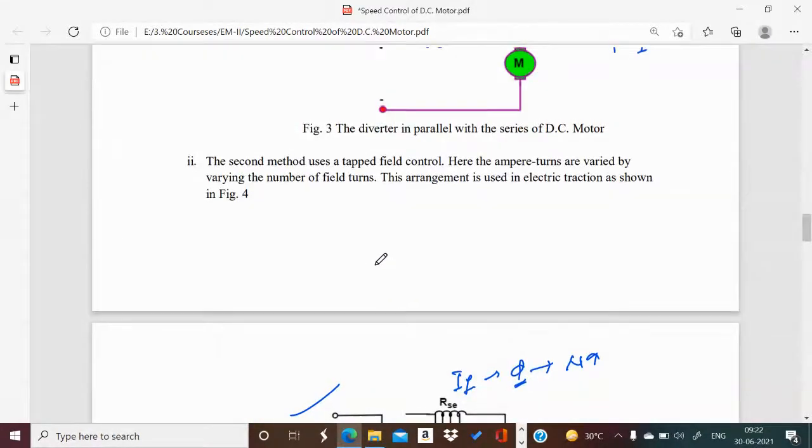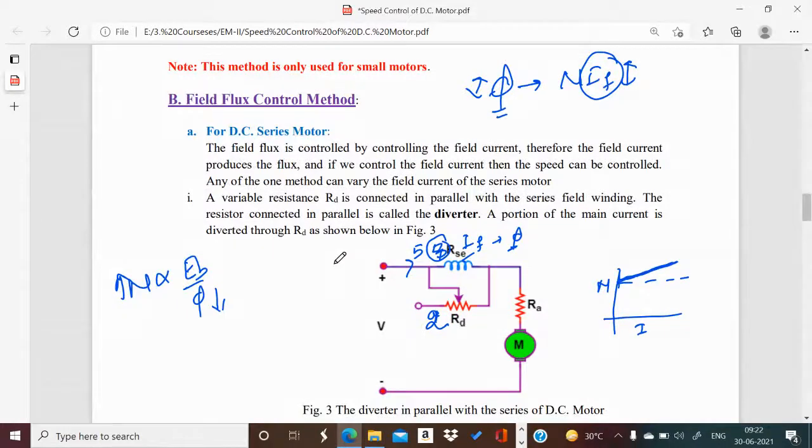Any doubt? Any doubt in the second method? Is it clear? Yes or no? Yes, sir.